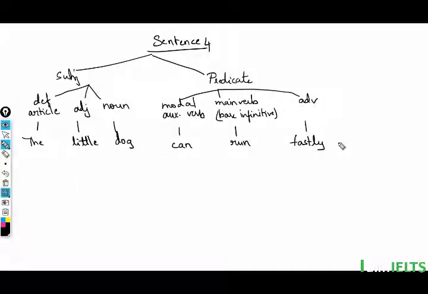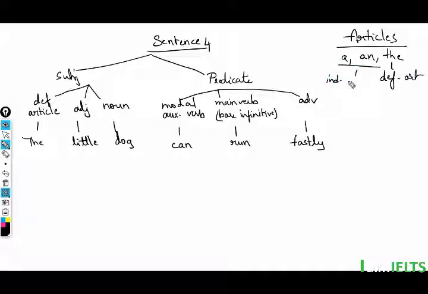So if you see this sentence here, we have started to make a little big sentences. So here, under the subject, we have 3 words. Noun, which is dog, and an adjective. An adjective is nothing but a word that describes a noun, little, and a definite article. In general, we have 3 articles. They are a, an, and the. In this, the is called the definite article, whereas a and an are called indefinite articles.